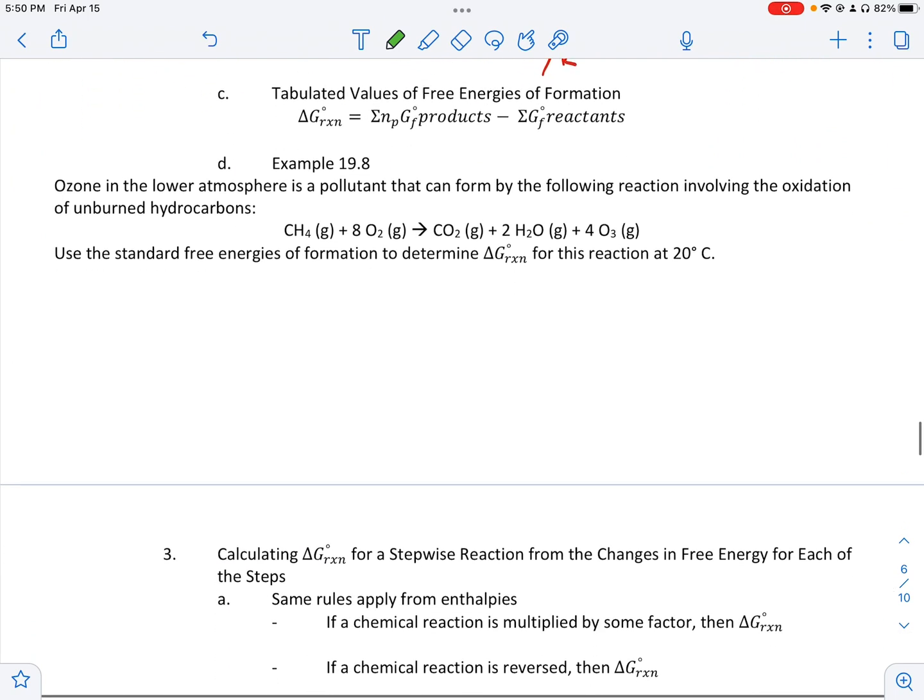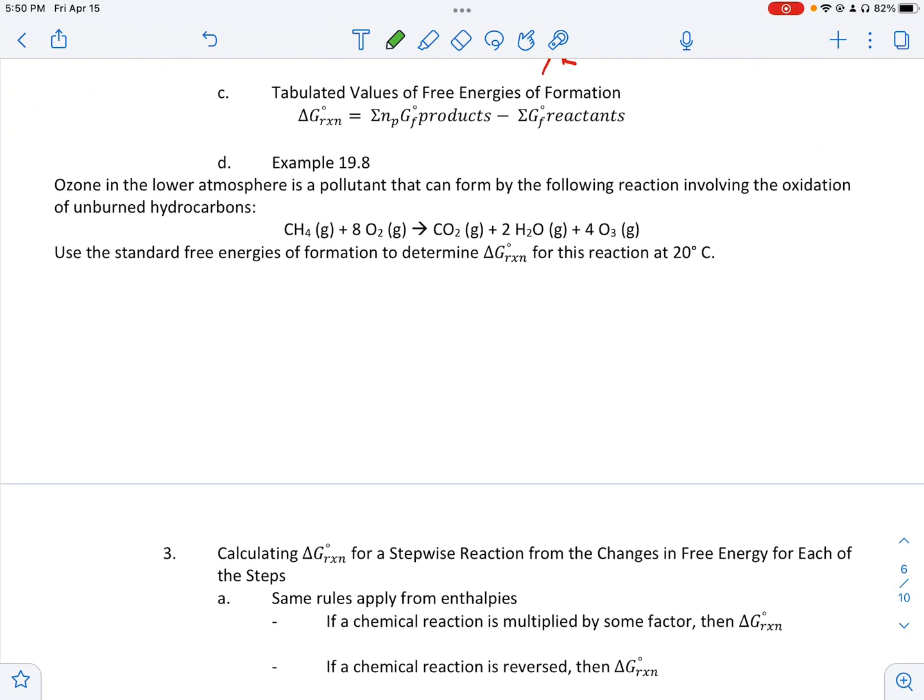Now, there's another way we can do this. We can also tabulate delta G just like we calculated delta H and delta S. We can take our final minus our initial.